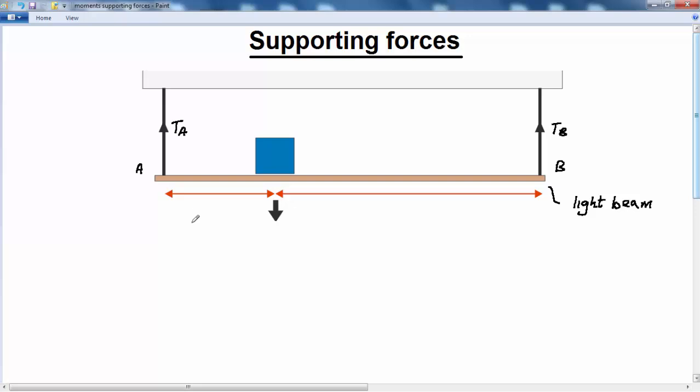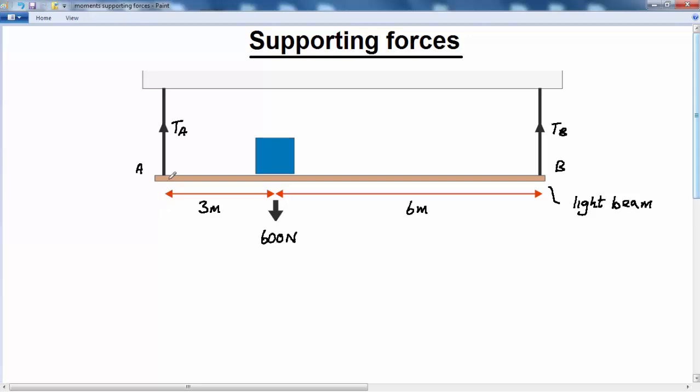So then, let's just imagine that this distance here is 3 meters and this one 6 meters, that the load it's supporting is 600 newtons, and what we've got to do is calculate the tensions TA and TB. How are we going to do that? Well, we're going to apply the principle of moments.